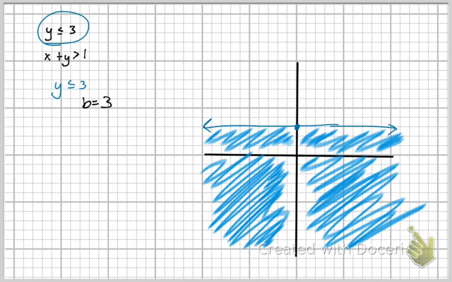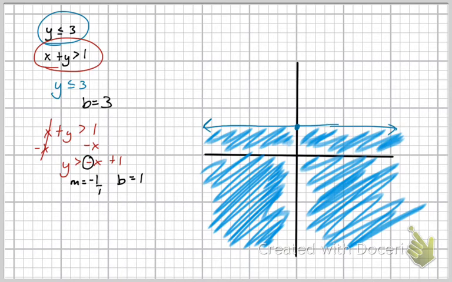And then I'm going to be looking at the second equation, x plus y is greater than 1. This time I need to get y by itself, so I'm going to subtract x on both sides. That will give me y is greater than -x plus 1. So that tells me my y-intercept is +1. My slope is -1 from the negative sign here, and I'm going to make that -1 over 1.